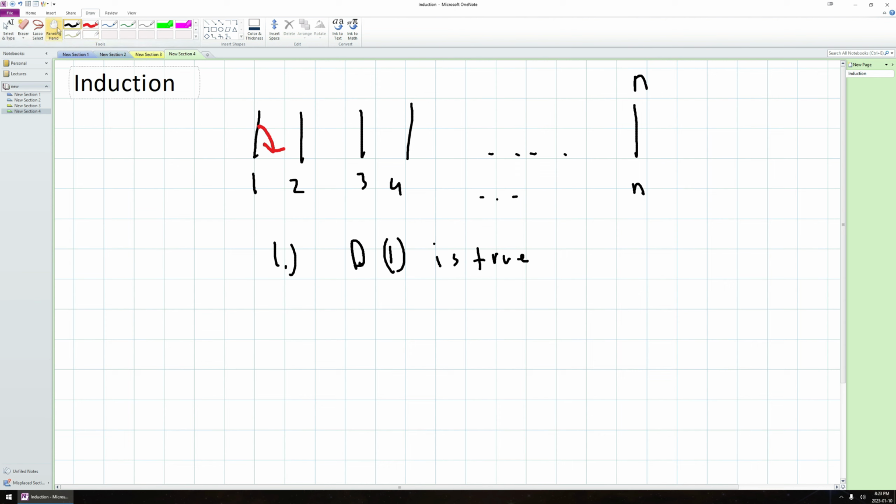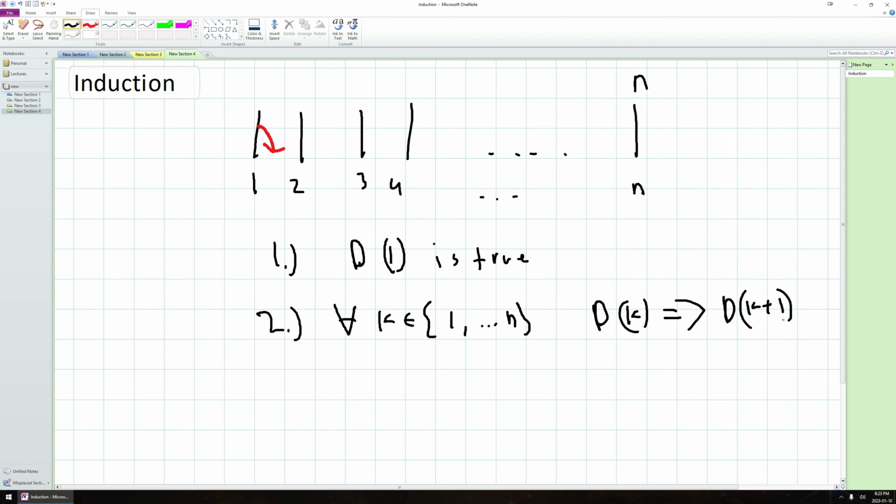The second assumption I'm going to make is an assumption about all of the dominoes. So we'll say for all k, I'll use a different counter, in formally the set 1 up to n, for all of these dominoes, if d of k is true, if the kth domino falls down, then it follows that d of k plus 1 is true, namely the next domino falls. So this statement is the statement that if this one falls, then it implies that this one would also fall.